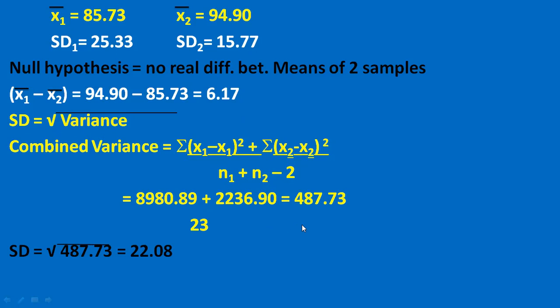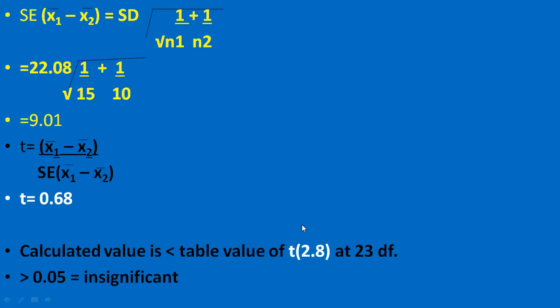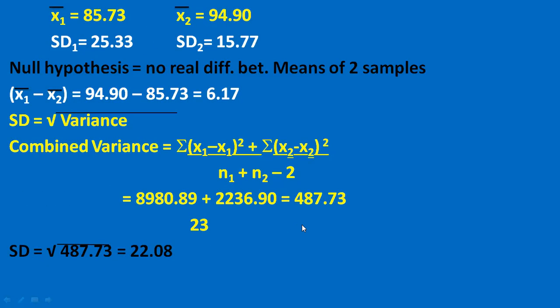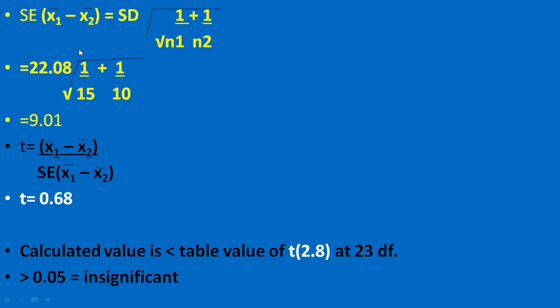So like this we get the value of the combined variance, that is 487. 487 is the combined variance, and standard deviation will be the square root of 487, that comes to 22.08. So with the help of this standard deviation we calculate the standard error.